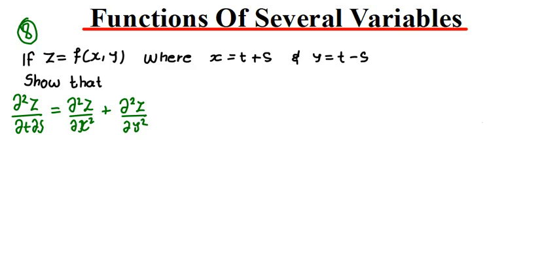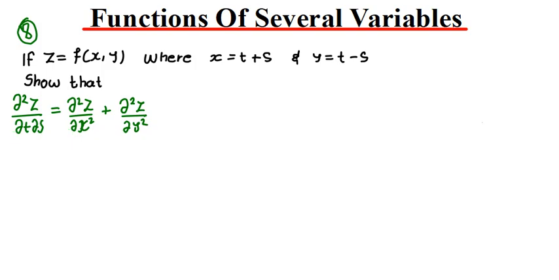So this question says if z is equal to f of x, y, where x is equal to t plus s and y is equal to t minus s, you have to show that this mixed partial that you have here is equal to the second partial with respect to x, second partial with respect to y there, where our z is of course our main function.